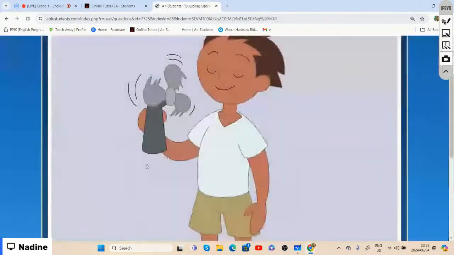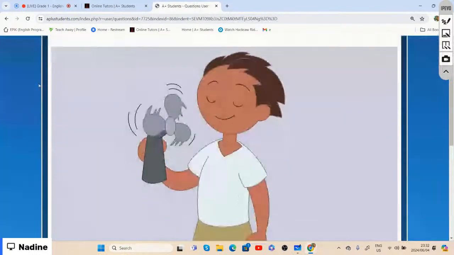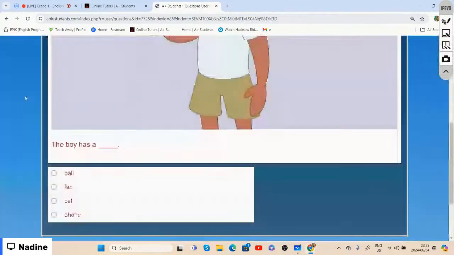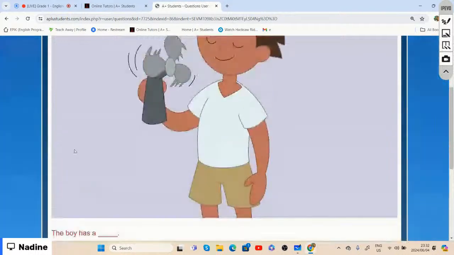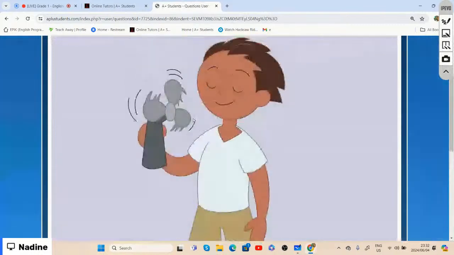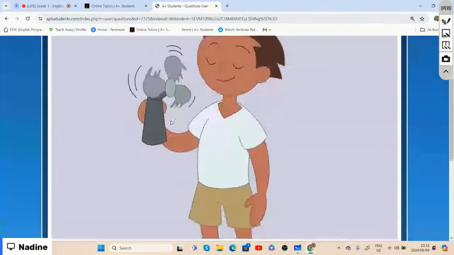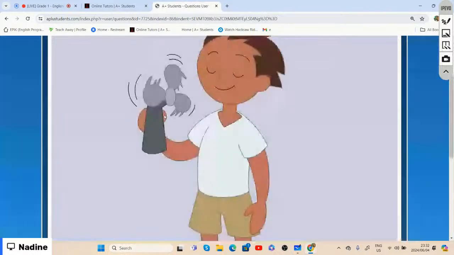All right. Look at what this person has in his hand, right? It says the boy has a... Does he have a ball in his hand? Does he have a fan in his hand? Does he have a cat in his hand or a phone in his hand? What does this boy have in his hand?